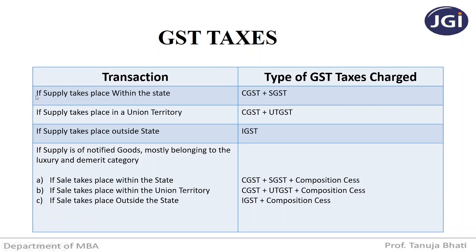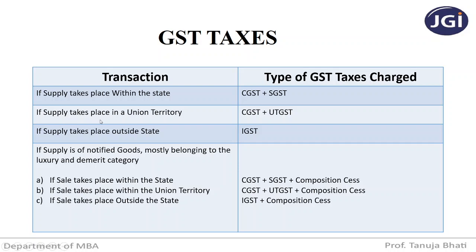So first, when the supply is taking place within the state, you charge CGST plus SGST. Now CGST stands for Central Goods and Service Tax and SGST stands for State Goods and Service Tax. Now what do you mean by supply takes place within the state? Suppose if I am a supplier and I am supplying the goods from the state of Karnataka and I am selling the goods to a purchaser who is in Karnataka, since the sale is within the state, I will be charging in my invoice CGST plus SGST.